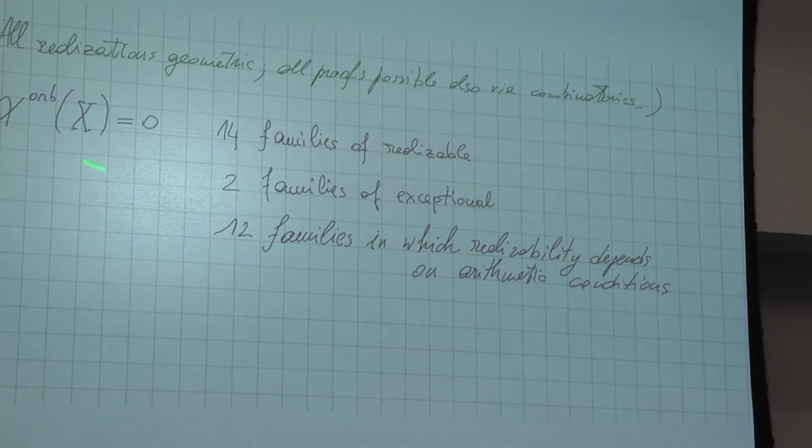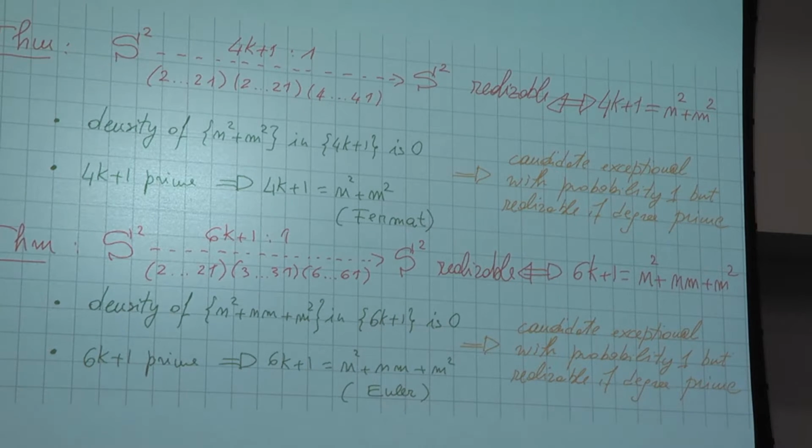On the other hand, in the zero Euler characteristic case, always in the orbifold sense, again we have a complete classification, and there are 14 families of realizable ones. They are all infinite families, 2 families of exceptional, and what's most interesting is that we have some 12 families in which the realizability depends on arithmetic conditions. And these are 2 of the theorems we prove.